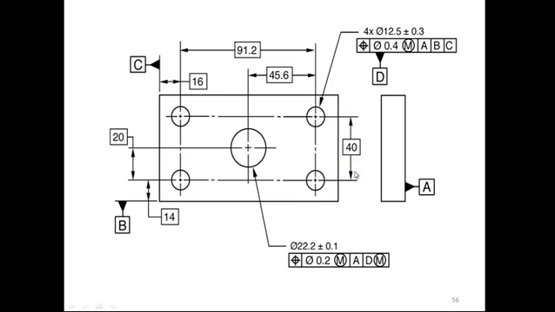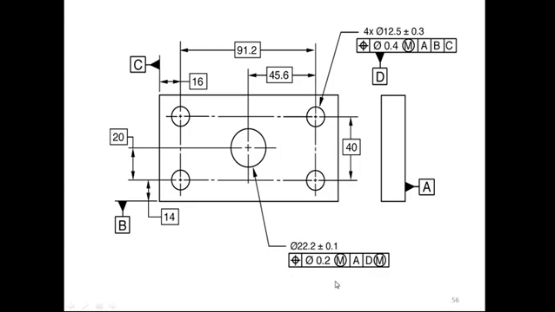Now friends, when we want to define the position of these holes, the number of holes given is 4, and the diameter of every hole is 12.5 plus minus 0.3. So plus minus 0.3 is the allowed dimension for these holes. Then the position of these holes at maximum material condition is 0.4 with respect to ABC. The center of this hole must be positioned with respect to A, B and C. With respect to this, the hole must be within this dimension, which is 0.4, and this we have defined as datum D. Now the diameter of this central hole is 22.2 plus minus 0.1, so plus minus 0.1 is allowed here.